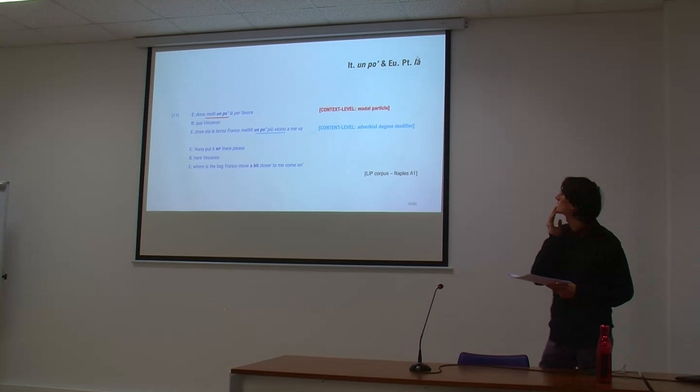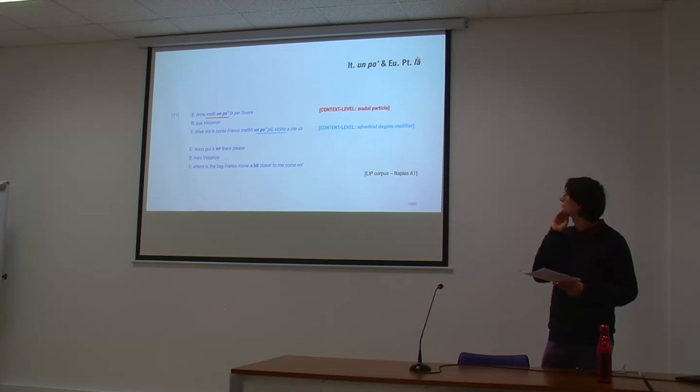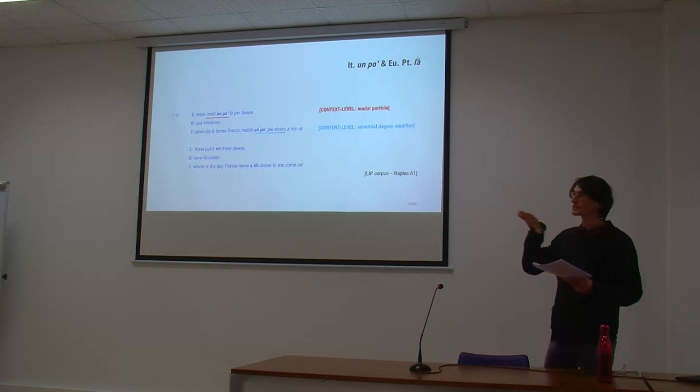So the first one is an Italian example. In example 11, there are two occurrences of un po', of this adverb. And we can say that the first one is a context level use of the adverb, while the second one is a content level one. So the second one, the blue one, is referential. The first one is not referential.